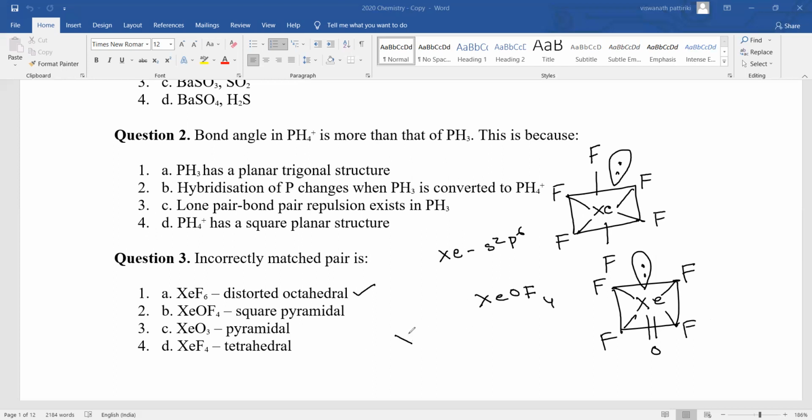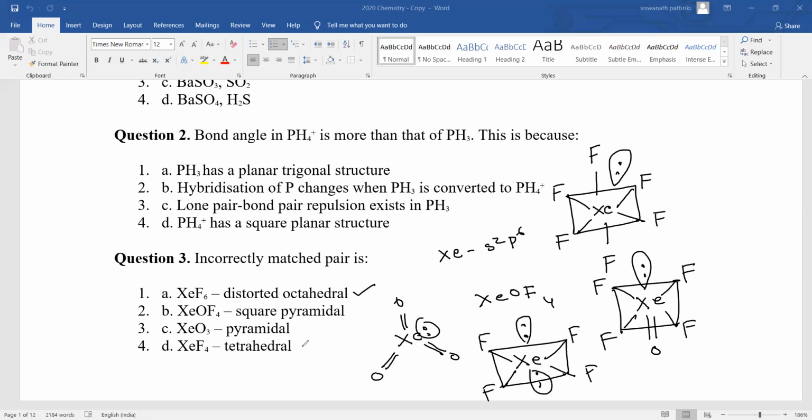And XeO3 is pyramidal. So this is the shape of XeO3, where xenon has a lone pair of electrons. And XeF4 will have the structure like this. XeF4 is square planar. It is not tetrahedral. So this is the shape of XeF4. So this is wrong. Okay, so the incorrectly matched one is XeF4. Done.